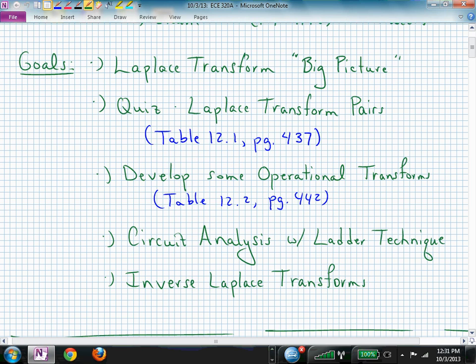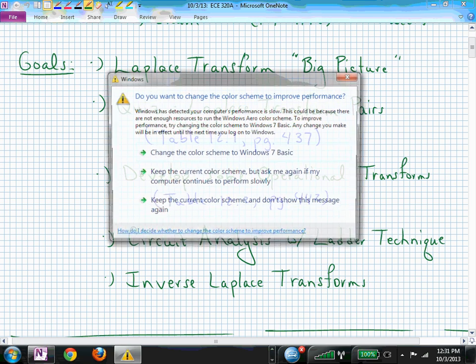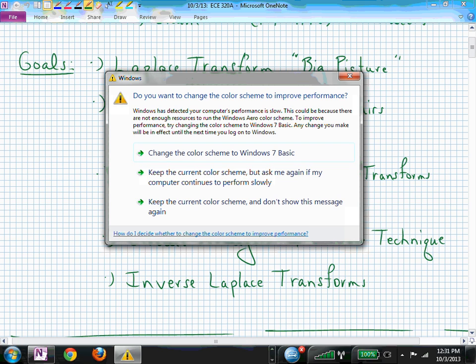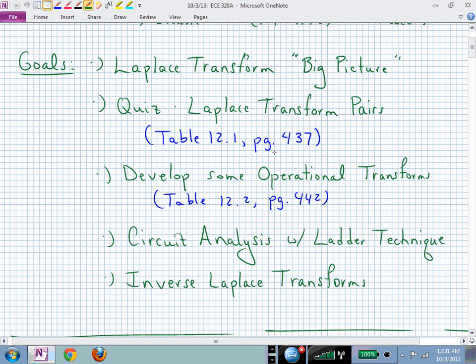Then we'll develop some operational transforms based on what we learned from the quiz. And that will actually allow us to expand what we can Laplace transform, or what we can do with the Laplace transform. Hopefully we will get into circuit analysis with the ladder technique. Have you guys learned that already? The ladder technique for circuit analysis. Does that sound familiar? All right, maybe that will be something new that you haven't yet seen. And if we get there, we'll start inverse Laplace transforms.